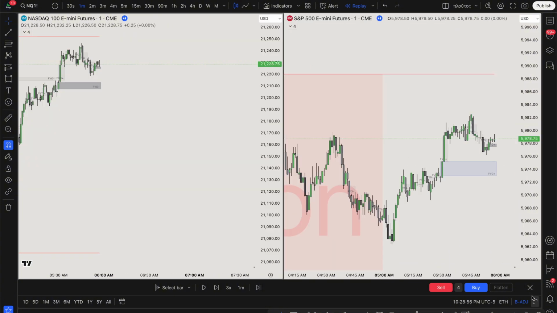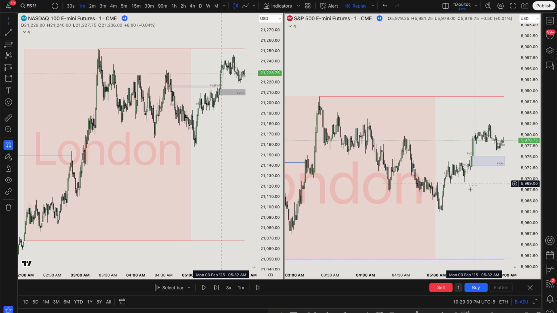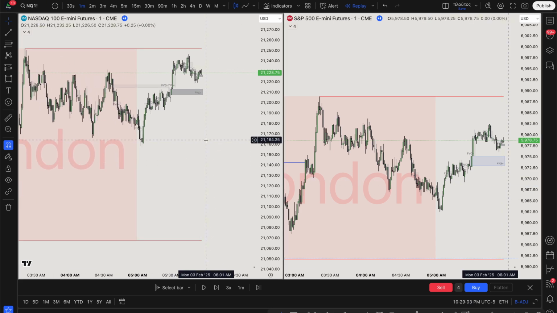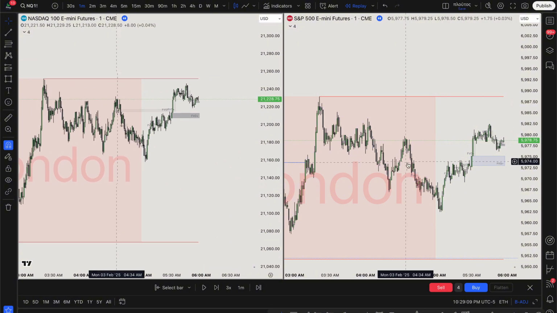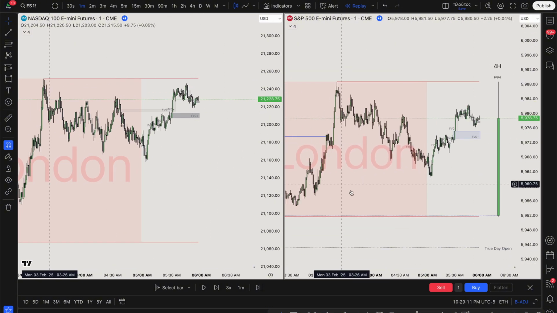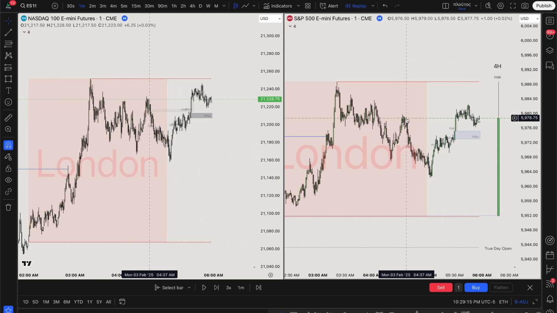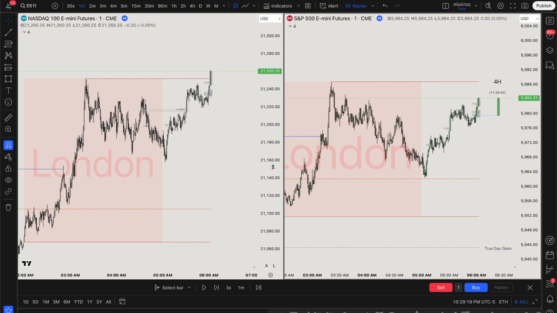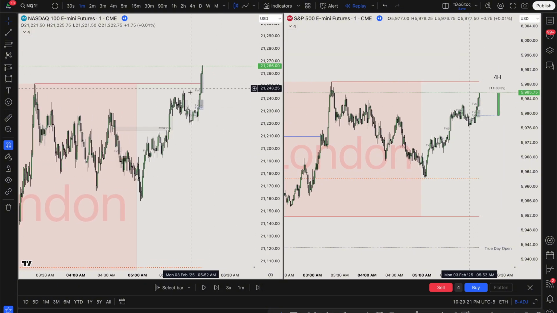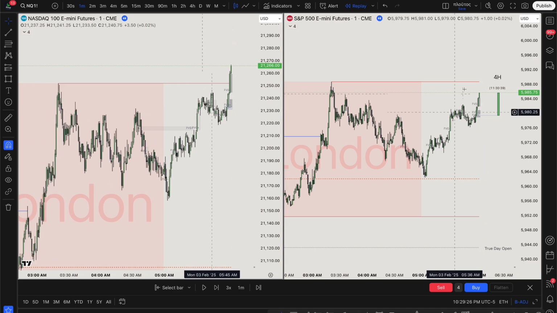So this is the NQ here, and we have this London session high, and currently it's at pre-market. I usually don't really trade pre-market, but I'm just showing you this for an example because it has a really good inversion here. We have these London session highs and lows. If I were to replay this, as you can see, we sweep the London session high on NQ, but ES does not sweep it.